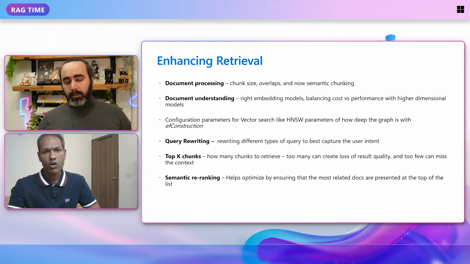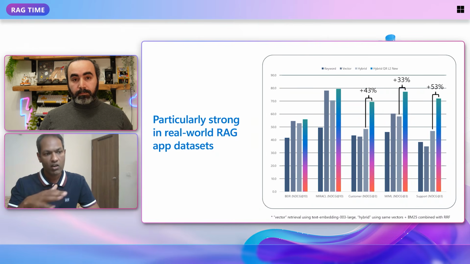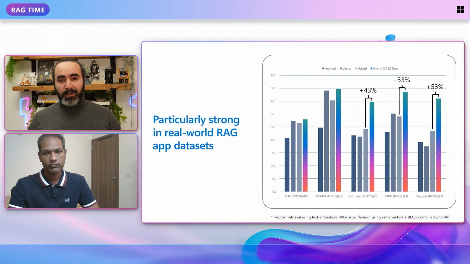Now, let me show you how these work out from the relevance perspective. You can see how our different techniques help to increase the relevance right at the top, right? With our hybrid query re-ranker and L2 re-ranker, we are able to boost the relevance by 30 to 40 percent across the data sets in the industry. Wow. Yeah, this is really interesting, actually.